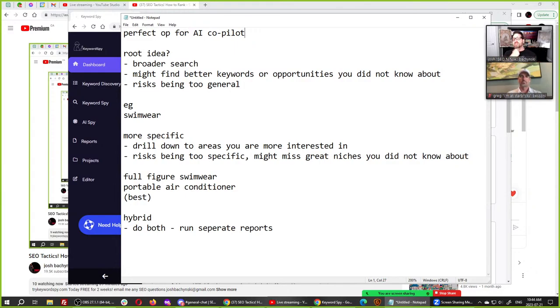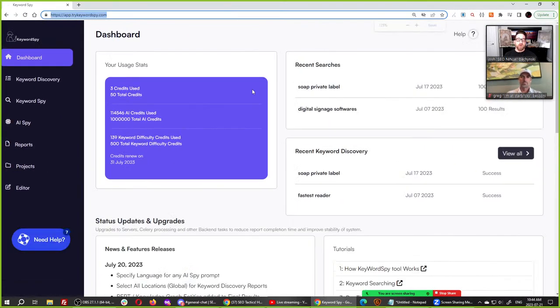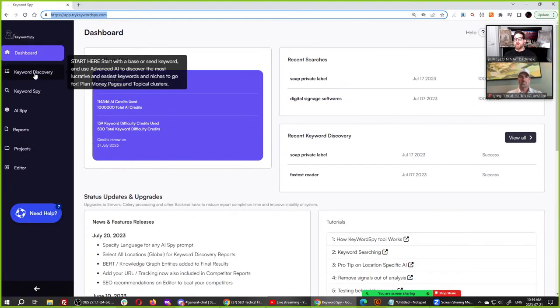I wouldn't use it. I would use our tool, Keyword Spy, to do this. We have built an AI co-pilot into Keyword Spy, which is one of a kind. There is no other software out there like this that in keyword discovery will start with a base or seed keyword, and then use our advanced AI to find the easiest niches, looking at metrics and using my 25 years of experience as an SEO consultant, looking at metrics that nobody has even thought of looking at, to give you a much more accurate SWOT analysis.